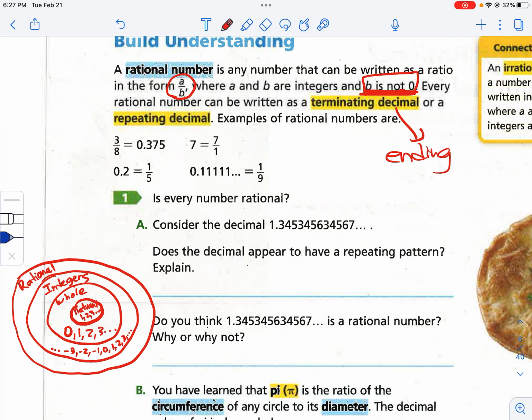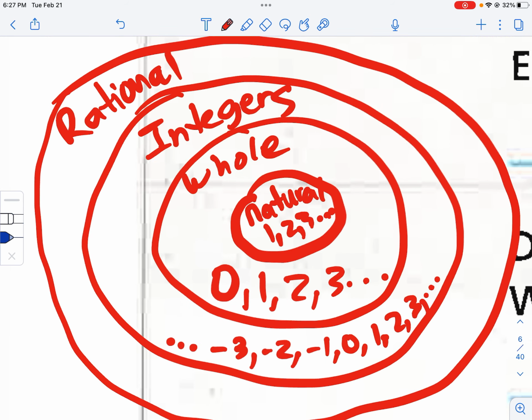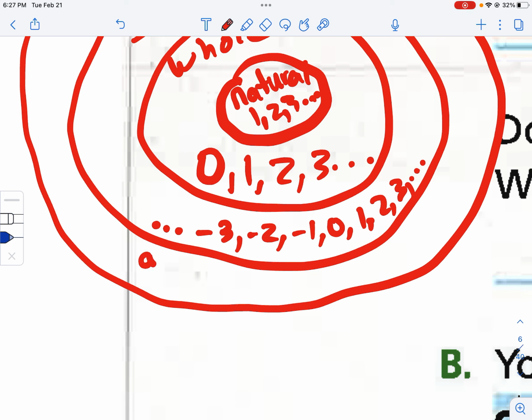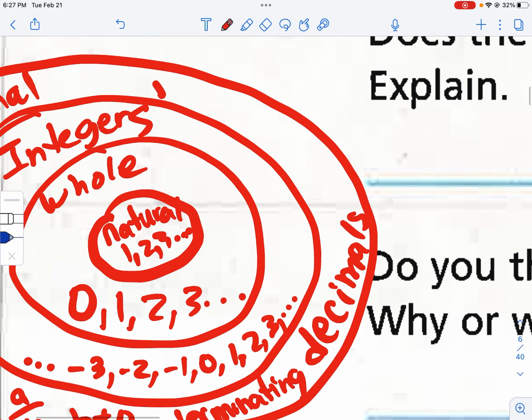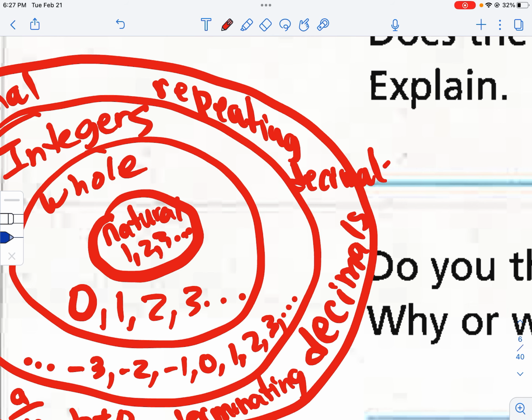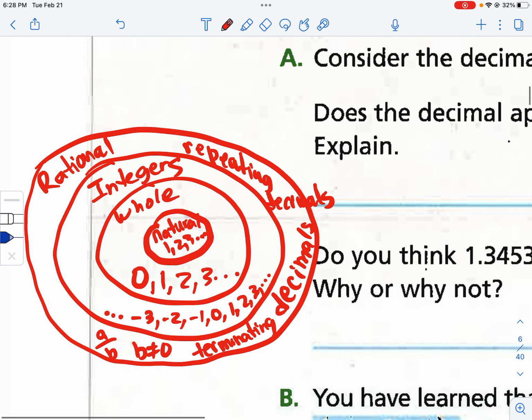So, down here, that's what irrational is. Okay, so if we're doing this, it's written as a fraction. And B cannot be 0. It can be terminating decimals. I love how I'm going in a circle here. And it can be repeating decimals. Okay? Those are our rational numbers.